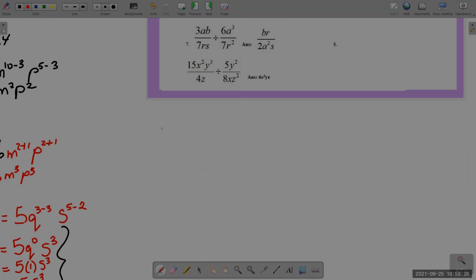Excellent. So look at this. Negative 2m squared times negative 3m to the third power. Let's try this one before we move on. Use the same rules as if it was just whole numbers. What do you think the answer is?